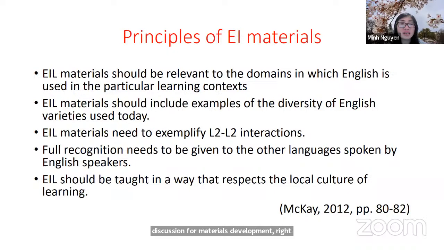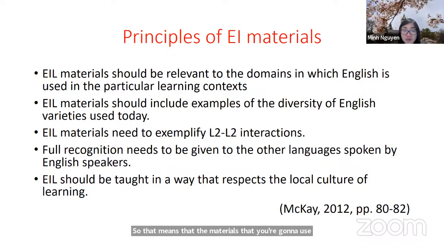Okay, now here I'm using McKay's 2012 suggestions. The first principle is that English as an international language material should be relevant to the domains in which English is used in the particular learning context. That means the materials that you use for your students should reflect how English is being used in your local context, and be relevant to your learners' communicative needs in this context.